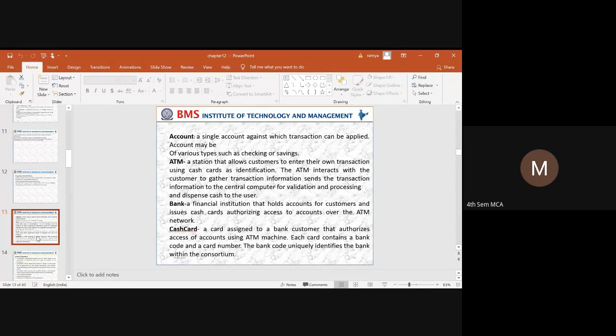Next thing is ATM. When you say an ATM, it is a station where a customer can make his own transaction. Excuse me, ma'am. Yeah. Ma'am, allow the students, ma'am. They are waiting. Okay.